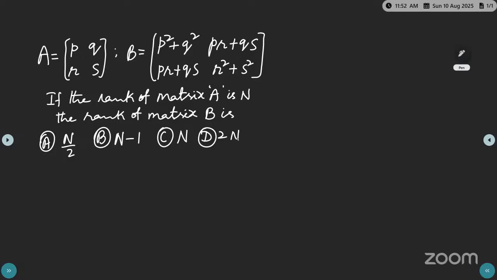Then what you can say here, you have given A and B. So what is B? It is just like P square plus Q square. Now the most important observation is, if you write A transpose, what is A transpose? PQ RS. If you write A into A transpose, what is it?